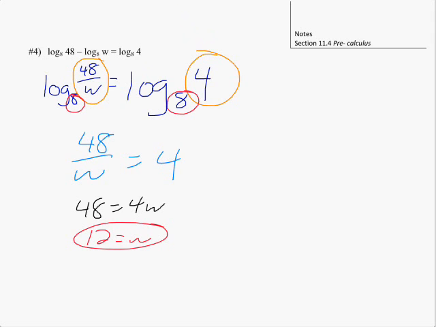So just a quick review of what this question is asking. This question up here is saying 48 divided by what number is 4? It's just written in a really strange way. 48 divided by what number is 4?